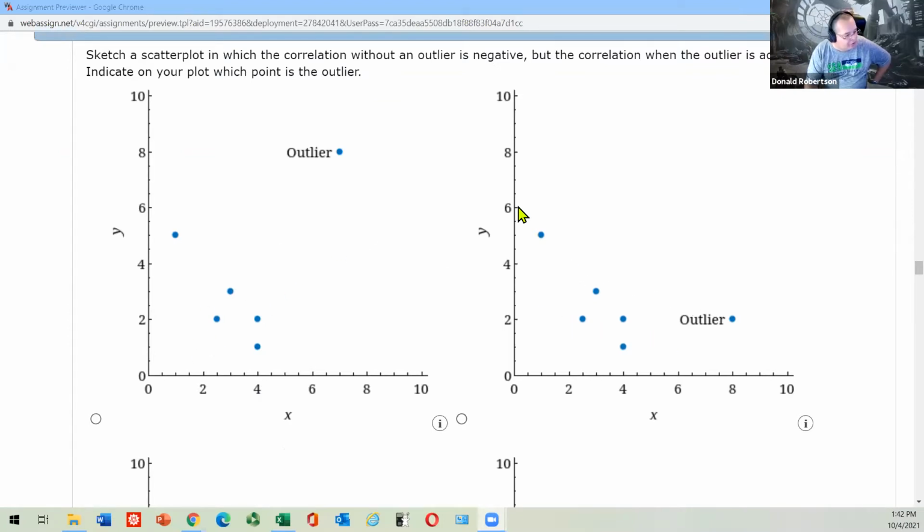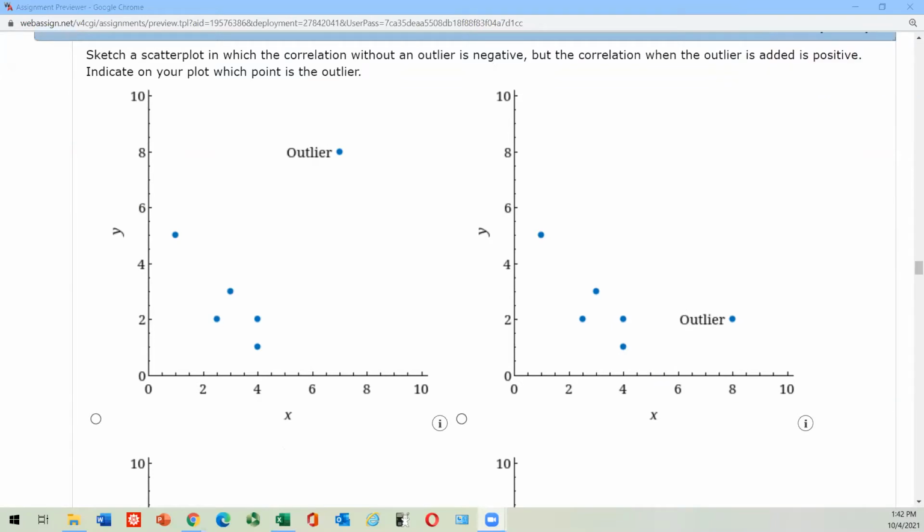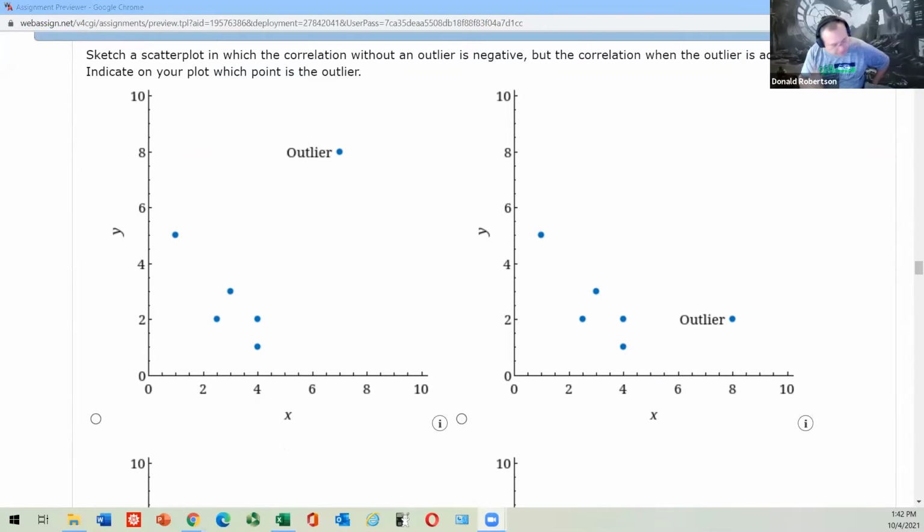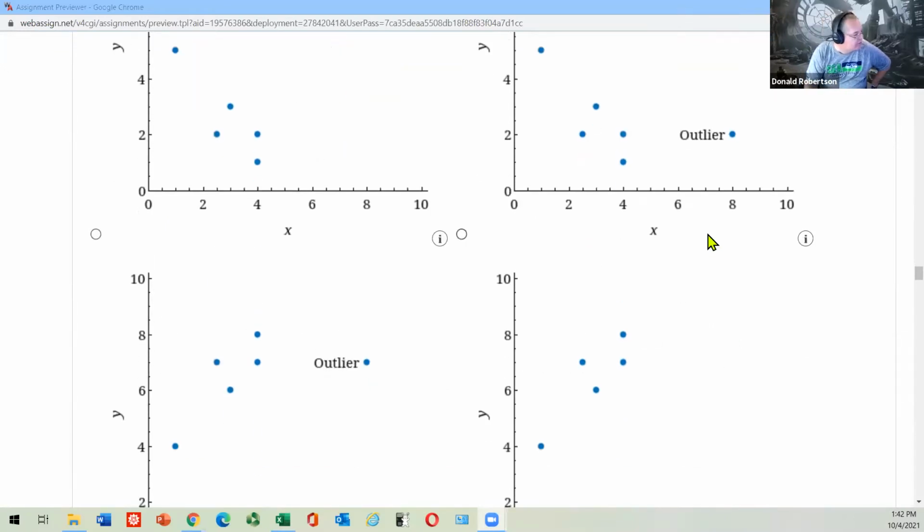What about this one? It's negative right now. What would that outlier do? Wouldn't it just change it a little bit, but it would still be negative? It might make it a little curvilinear, but it is still negative, yeah. You'll agree it would almost always make it curvilinear as well. But if we're only allowed straight lines, it will make it negative.